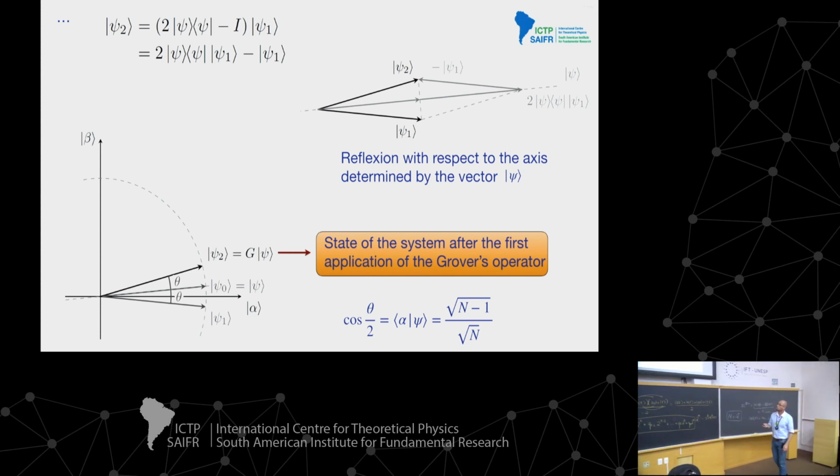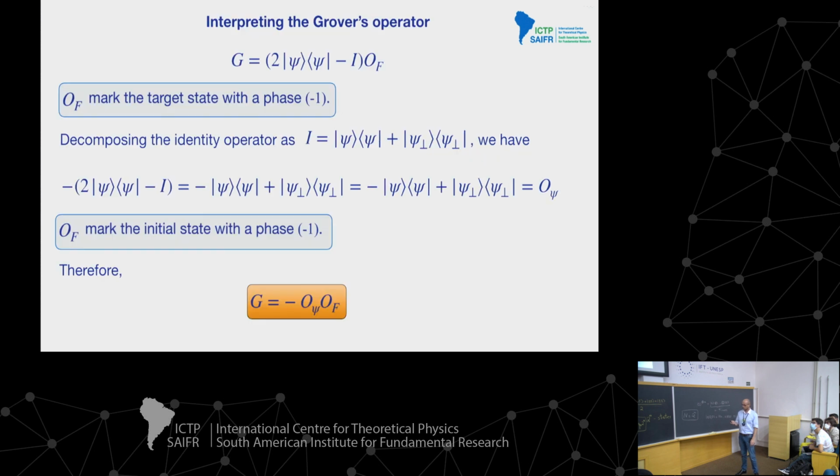Okay, I'll move a little bit faster, sorry. Let's interpret the Grover operator. There is one part that is the oracle, but there is another part. We already understand that the oracle imprints minus phases in front of the target state and does nothing to the complementary states. But what's the role played by this operator?